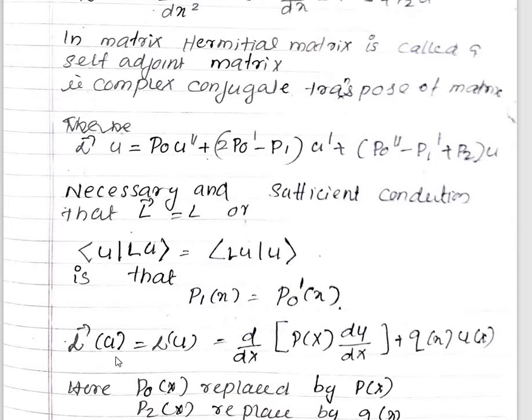Okay, actually you can put the parameter here. I put the parameter as u, but by mistake I wrote here y. Anyway, L bar of u is equal to L of u is equal to d by dx of p of x into du by dx, here not y, du by dx, plus q of x u of x. So that is the correct form.